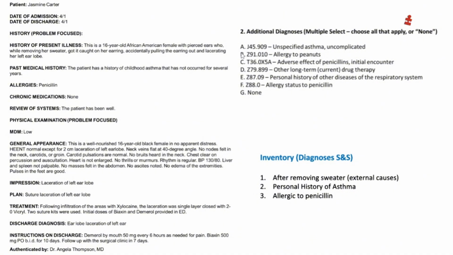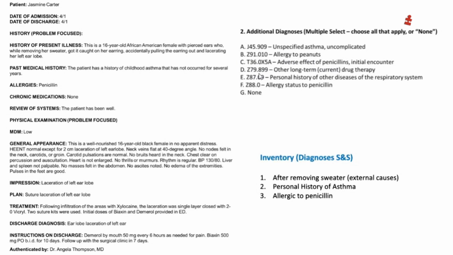Now, we have to go ahead and determine the secondary or the additional diagnoses. So we've got A, J45.909. If you think that should be coded, put it in the chat. That's unspecified asthma, uncomplicated. B, Z91.010. This is allergy to peanuts. C, T36.0X5A, adverse effect of penicillin, initial encounter.